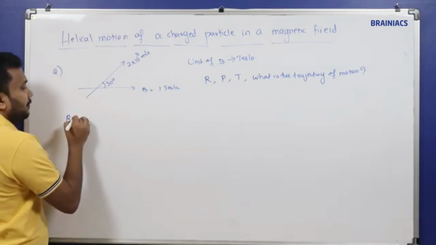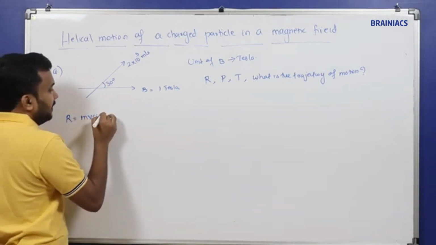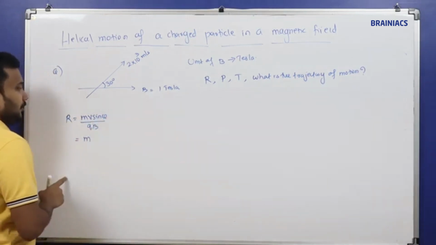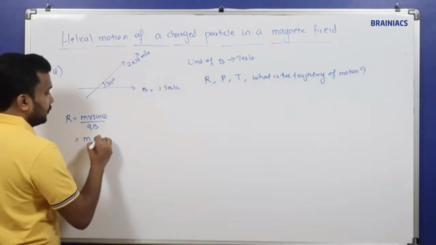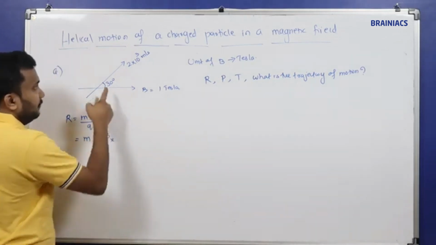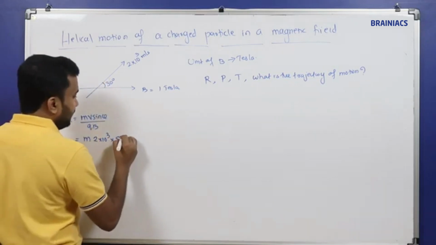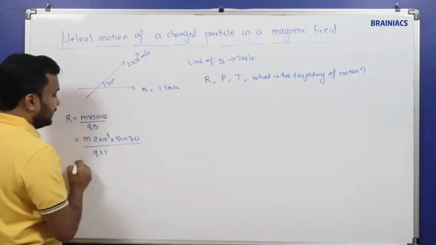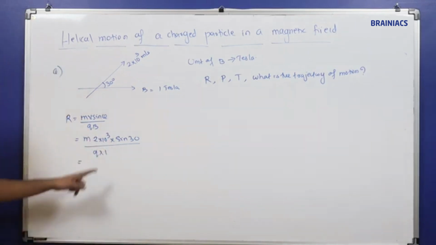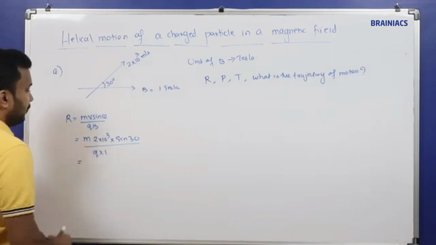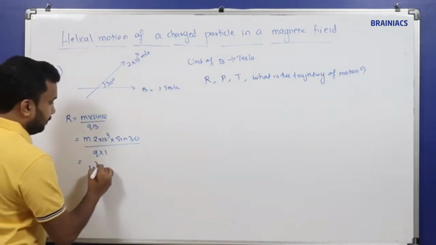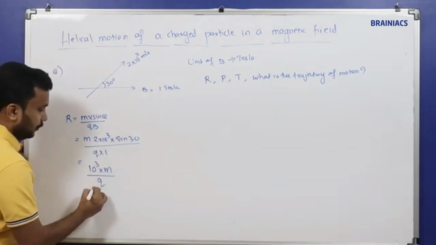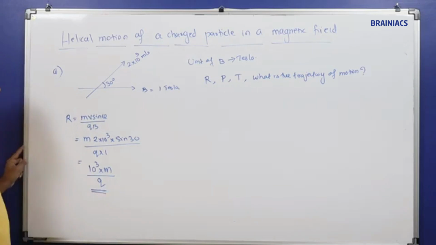We know the formula, R will be equal to mv sin theta divided by qB. So m into velocity, given as 2 into 10 power 3, v sin theta, theta equal to 30 degrees. So sin 30 whole divided by q into B, which is 1 Tesla. So sin 30 is 1 by 2. 2 and 2 will cancel. So 10 power 3 into m divided by q. This is the radius in meters.